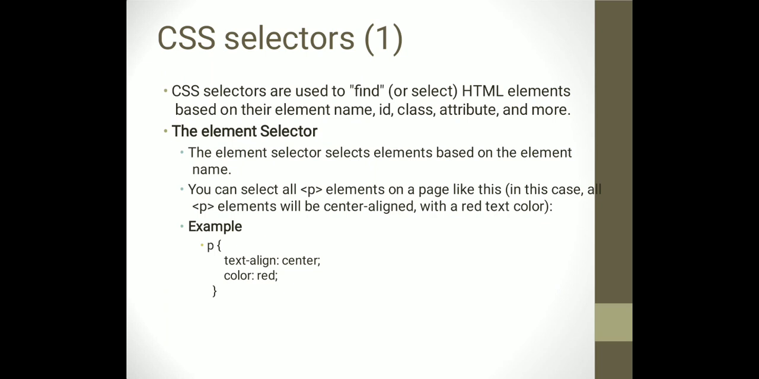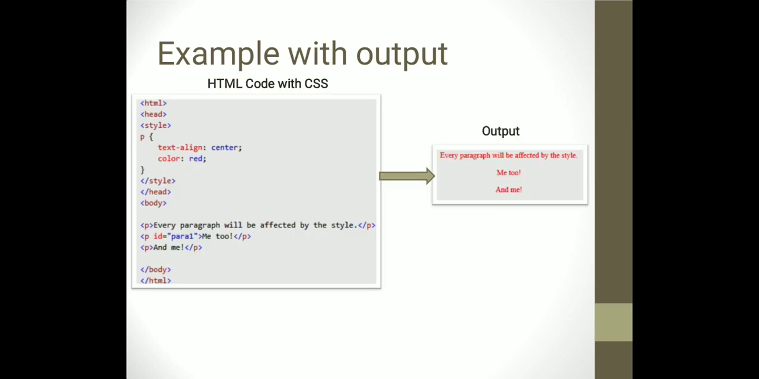Then how selectors can be used, like the element selector will select elements based on the element's name. For that you can just select all paragraph elements on a page, like anything that is covered in a paragraph. So all these things are used with the CSS selector. For example, we can see text-align is given as center, color defined as red. Okay, so we can see the output as the color is given red.